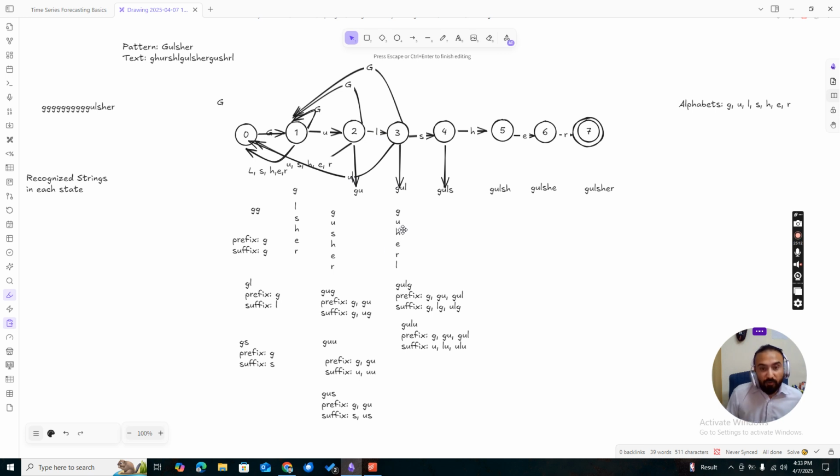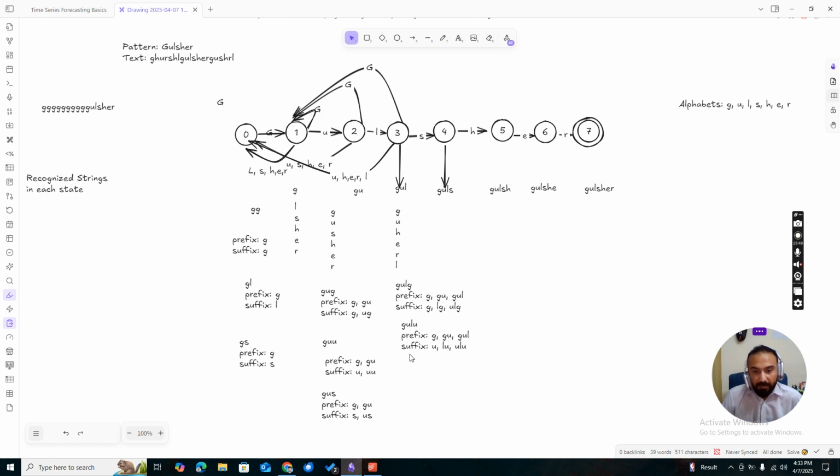If U occurs, we will be rolled back into the initial state, and this will hold for H as well, this will hold for E, and this will hold for R, and this will hold for L as well, right? So we will be rolled back into the initial state on U, H, E, R, L.